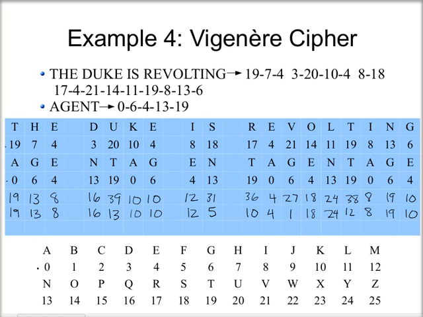So now I need to look up the letters in my chart. 19 is T. 13 is N. 8 is I. 16 is Q. 13 is N. 10 is K. 12 is M. 5 is F. 10 again is K. 4 is E. 1 is B. 18 is S. 24 is Y. 12 is M. 8 is I. 19 is T, and 10 is K. So this is the encrypted message using the keyword agent.